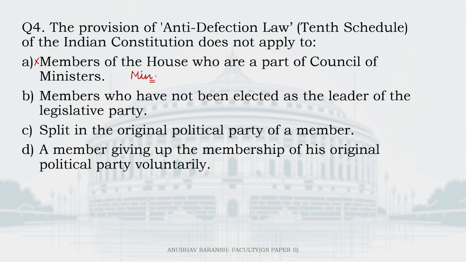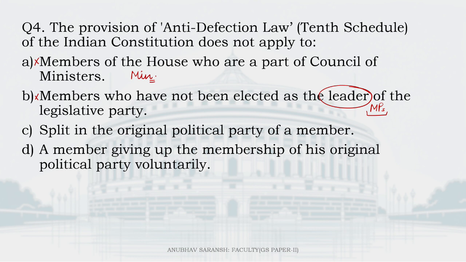Then members who have not been elected as the leader of the legislative party. Now see, for various parties which have their MPs in the House, MLAs in the House, somebody is chosen as a leader of the party. All other MPs who are not the leaders of their party, ADL applies to them as well. So this is also wrong.